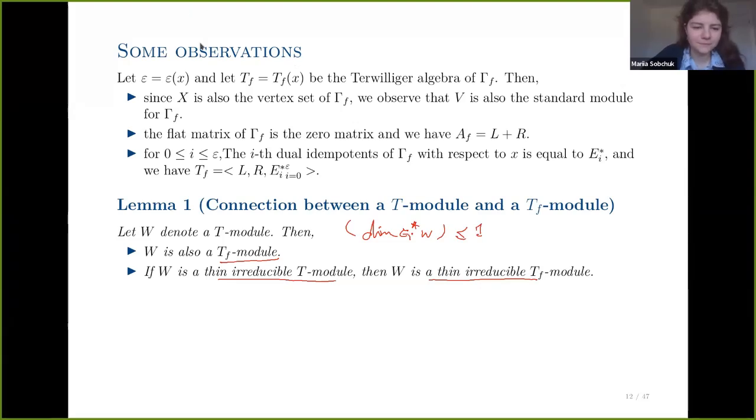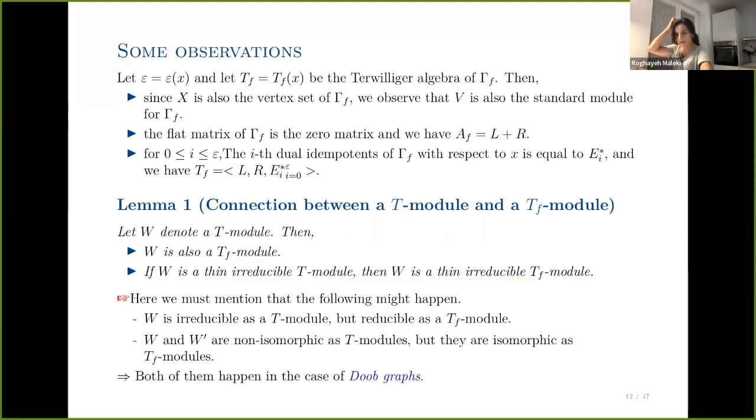Yes. And so, okay, here, as I said, this is the connection between T module and TF module, but here I should mention that we might have some cases as follows in this lemma, that W is irreducible as a T module, but it won't stay irreducible as a TF module. So it might be reducible as a TF module. And also W and W prime are non-isomorphic as T modules, but they might be isomorphic as TF modules. So why am I saying that? Because these two cases, in fact, happen in the case of the Duke graph.